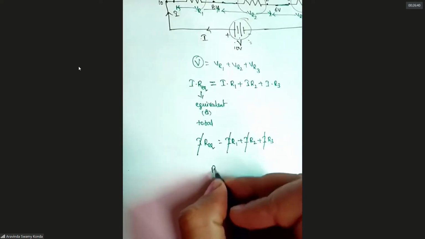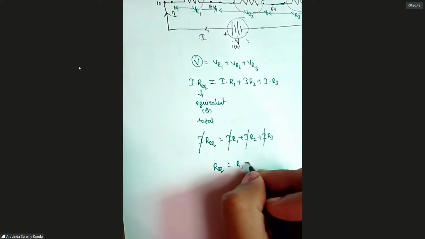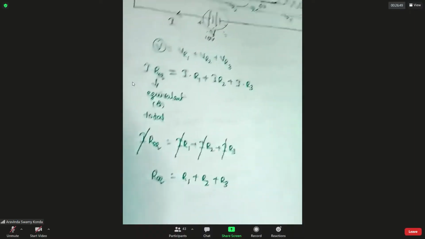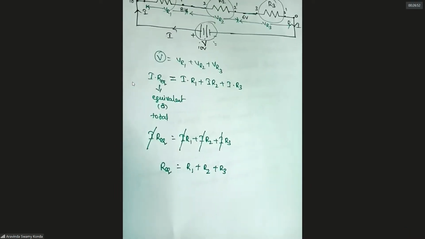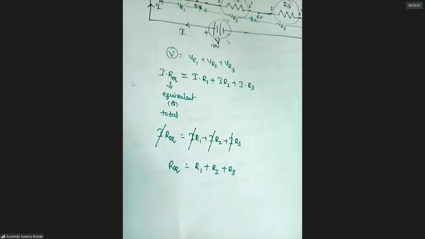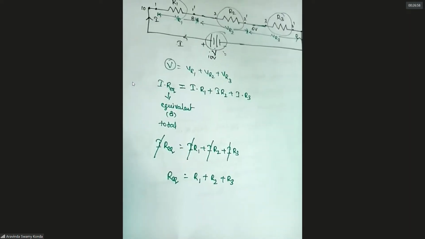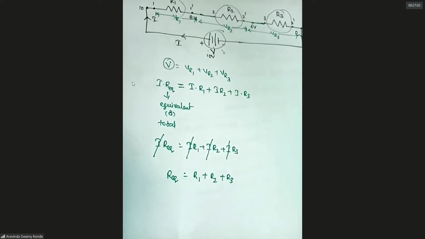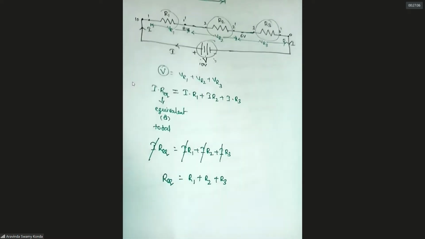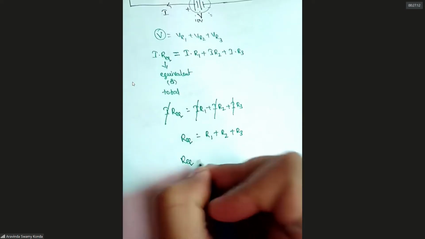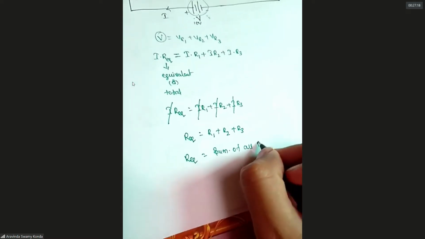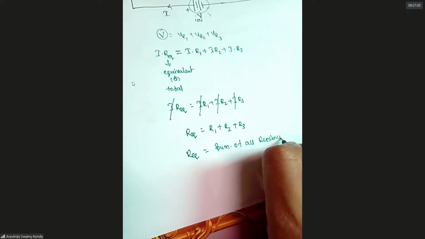Then R equivalent equals R1 plus R2 plus R3. Am I right? So in the series connection, what is the total resistance? It is the summation of all resistances. Am I right? Yes, sir. So the total resistance in the series connection is the sum of all resistances. Is it clear?